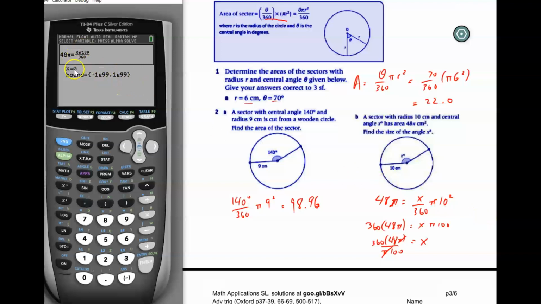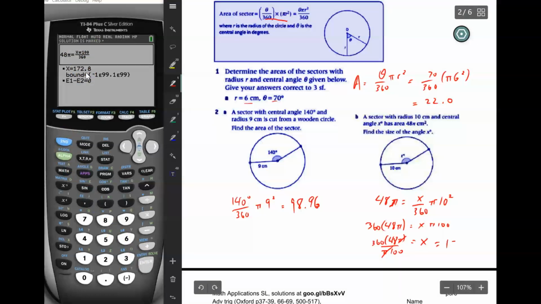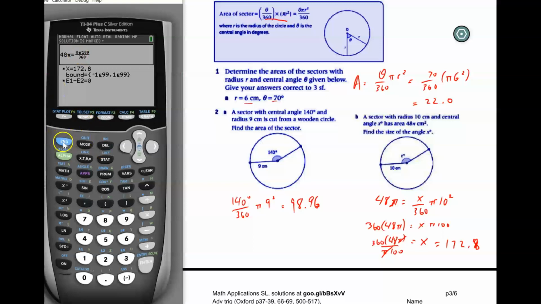And then I'm going to say, okay, let's solve for x. I'm just going to press alpha solve on top of this value for x. 0 is the starting value, and they say that the answer is 172.8. So if I do 360 times 48 and divide it by 100, I also get 172.8. So let's just demonstrate that here.